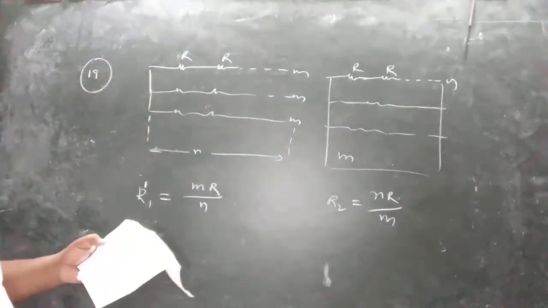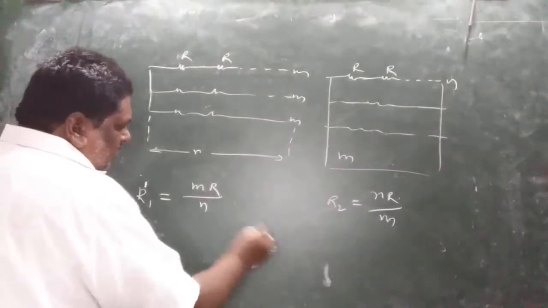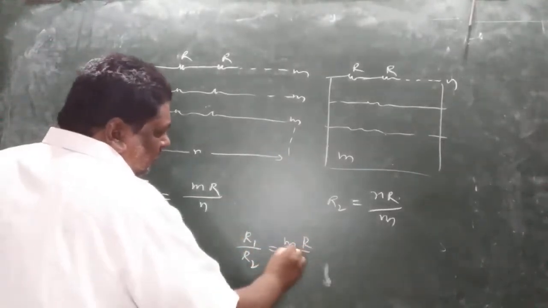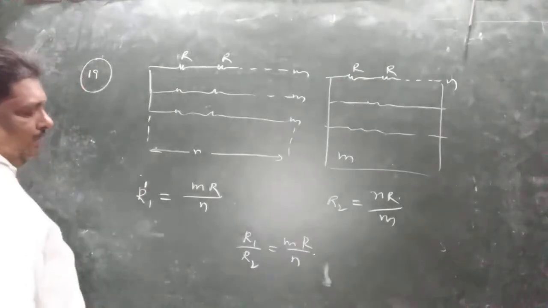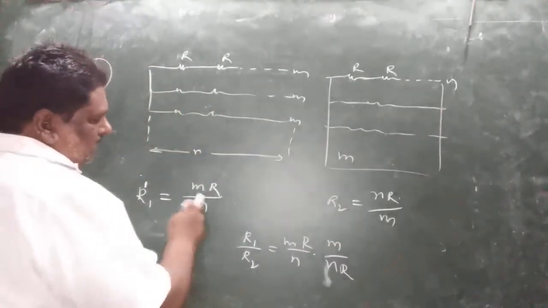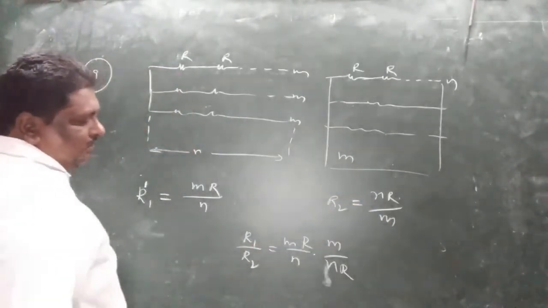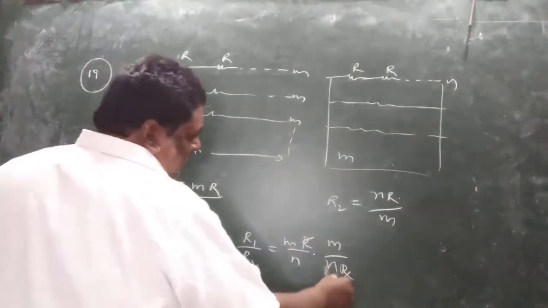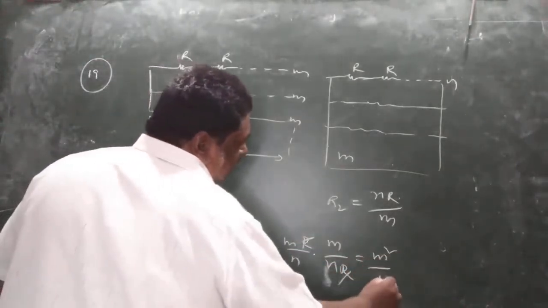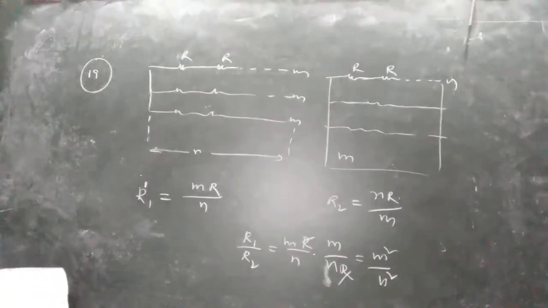So what is asked to find? R1 by R2. R1 by R2 means MR by N divided by NR by M. R1 divided by R2, the fraction is reversed. R, R gets cancelled. M square by N square. M square by N square. See, third option.